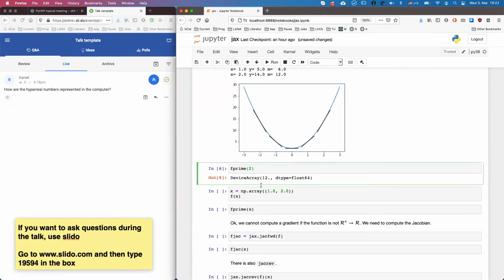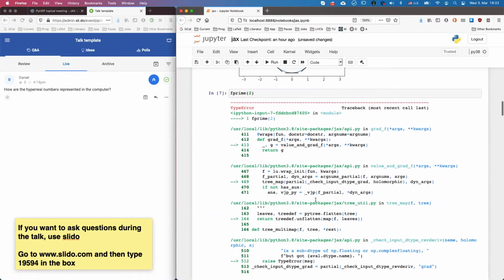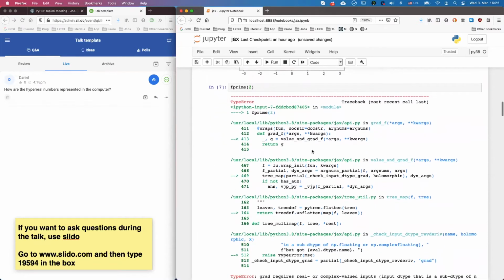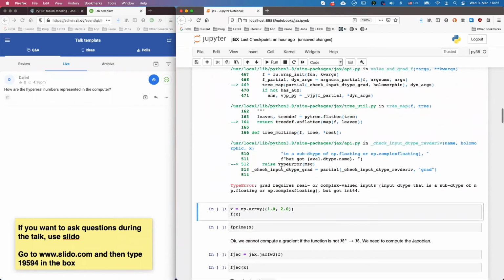I can also evaluate this, of course, at another point. So here, when you don't put a real number in here, but an integer, then you get the first error. So JAX is really particular about conversions. By default, it wants you to pass really floats and not integers.